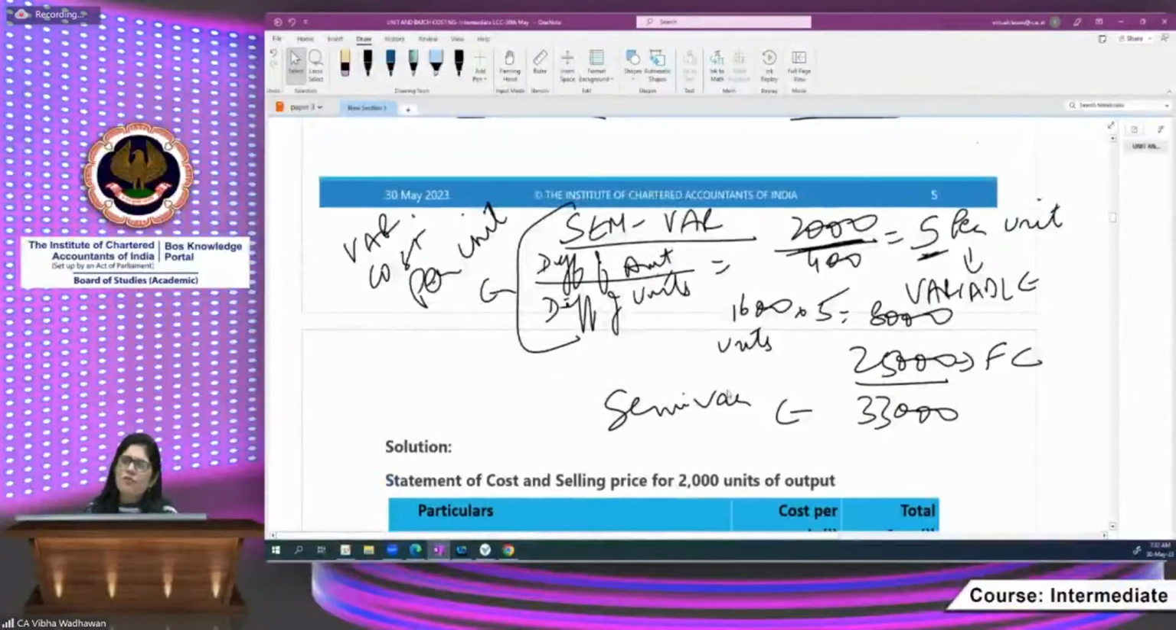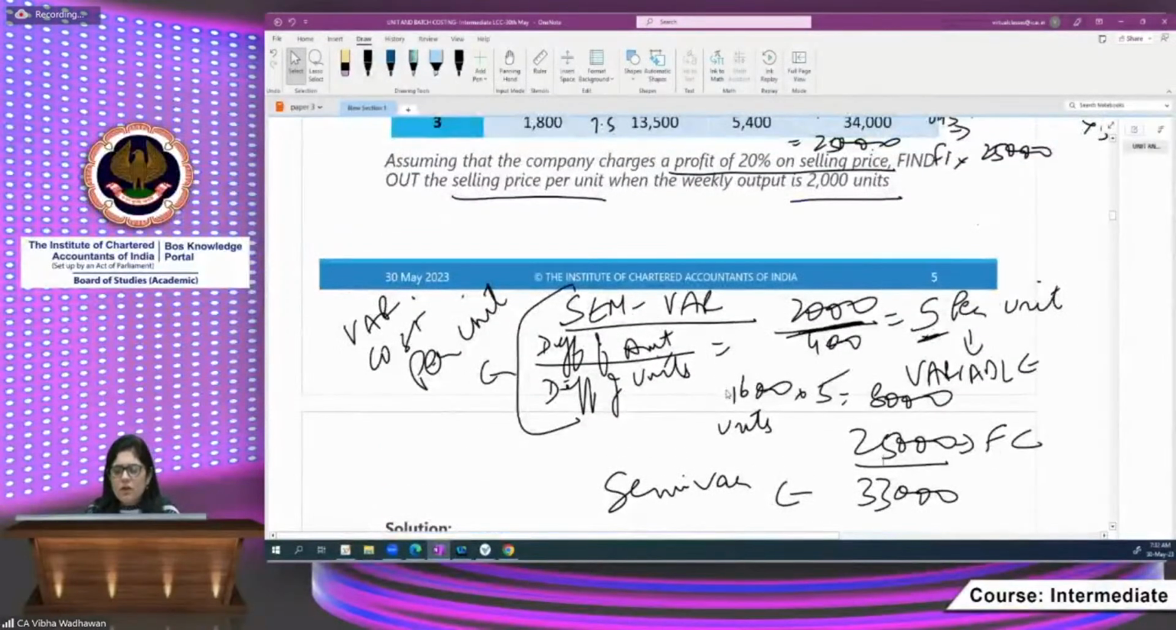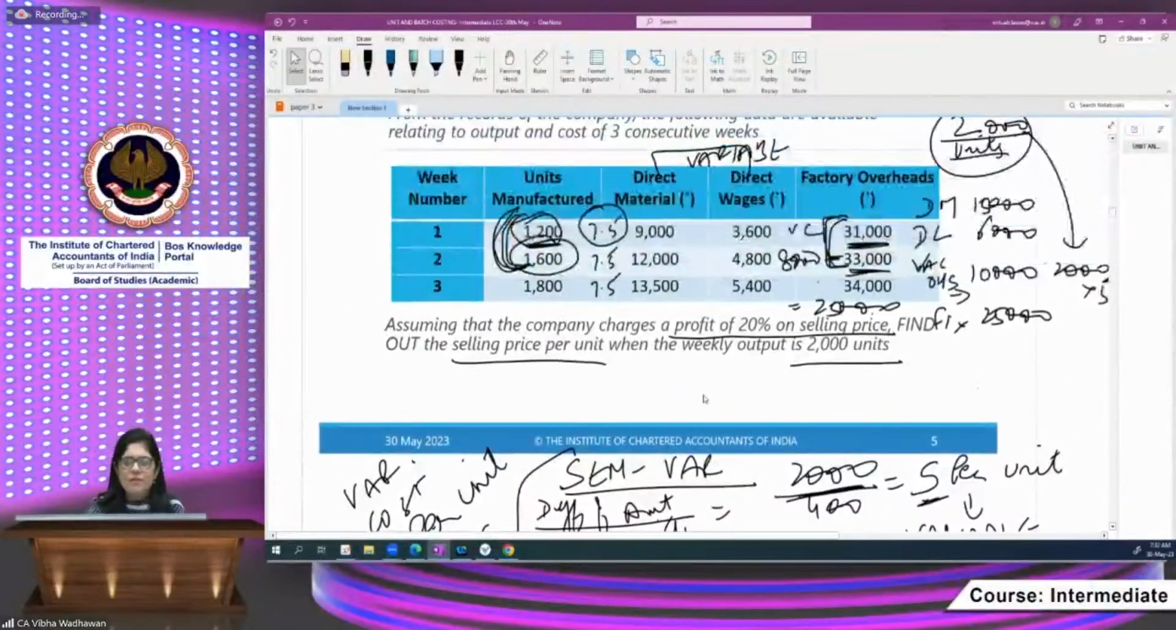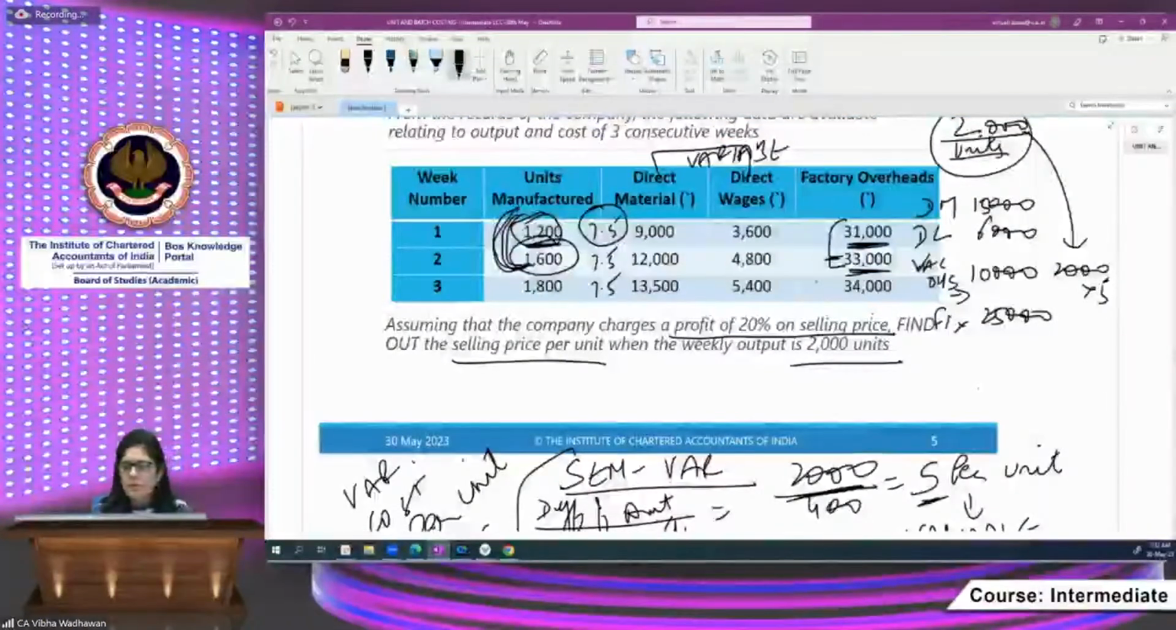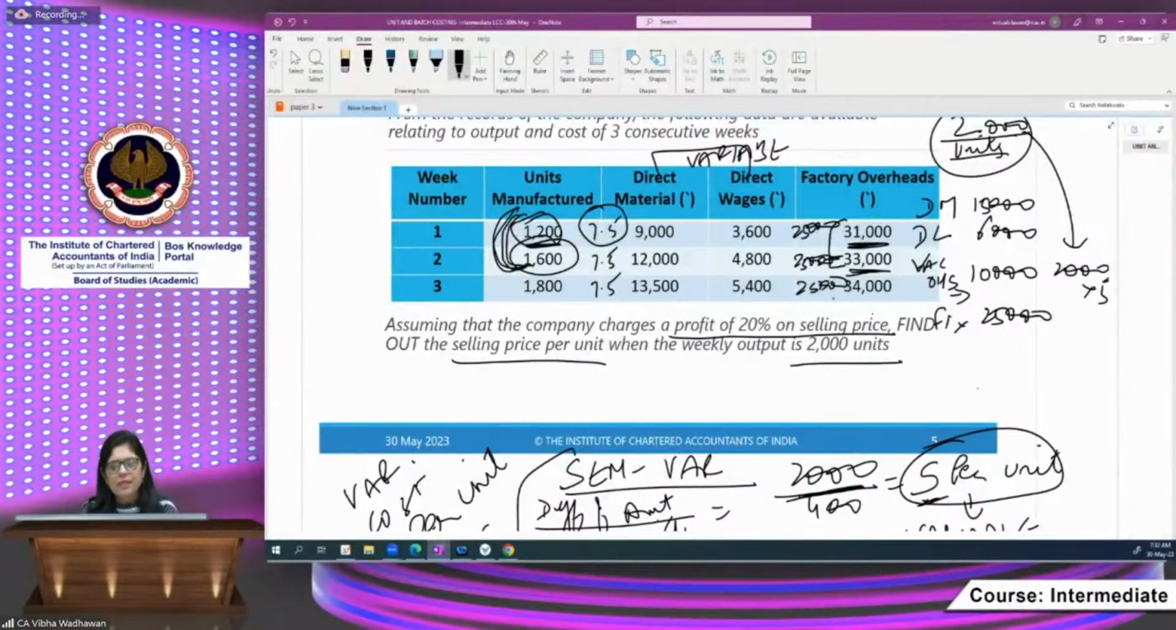So you can do it for any of these 3 weeks. Variable cost calculate through 5 per unit. The balance has to be fixed cost. So in all the 3 alternatives, fixed cost will come to be 25,000. Clear? So here also fixed cost will be 25,000. Here also fixed cost 25,000. Here also fixed cost 25,000. And the variable cost per unit is 5 per unit. Clear? So we have applied exactly on 2000 units also. Variable cost 5 per unit and fixed cost is 25,000.